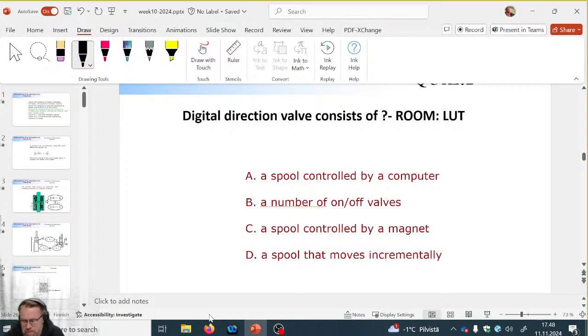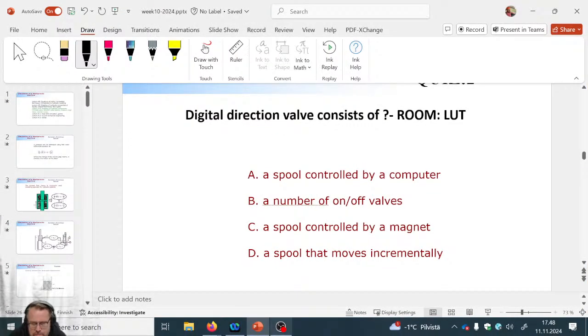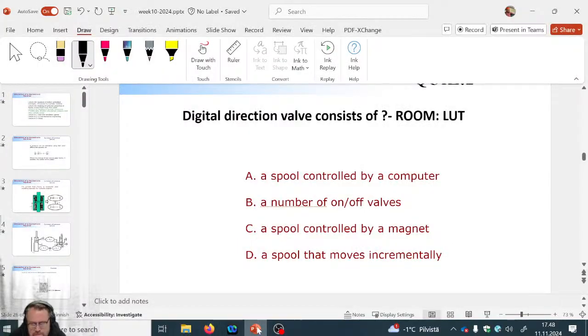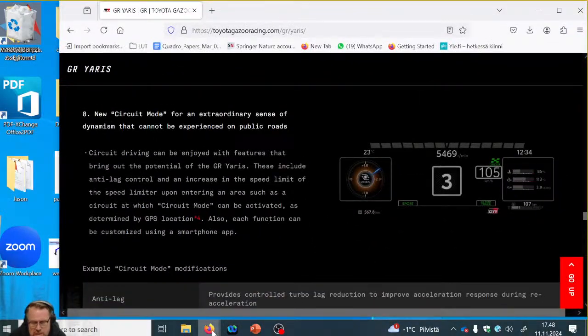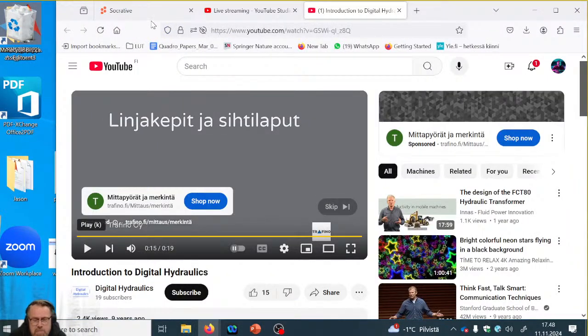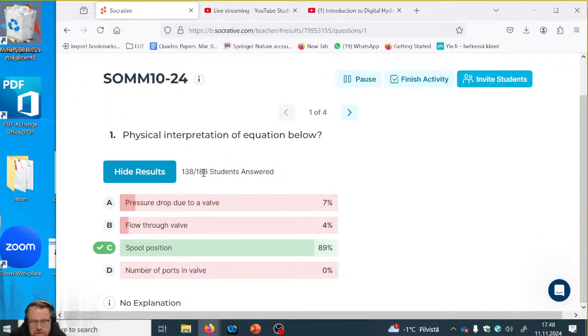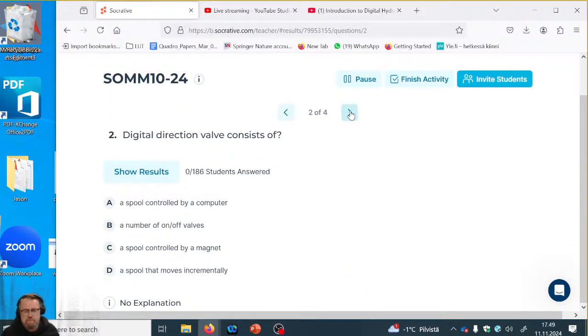Let's make it open. You don't see it right now, but you're going to see that momentarily. Not this Toyota, I don't want to see this Toyota stuff, but this one, Socrative, and we're going to move on to the next one. Digital direction valve consists of spool controlled by computer, number of on-off valves, spool controlled by magnets, spool that moves incrementally.